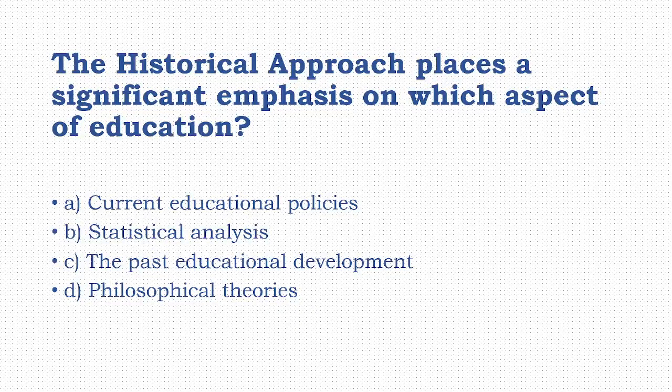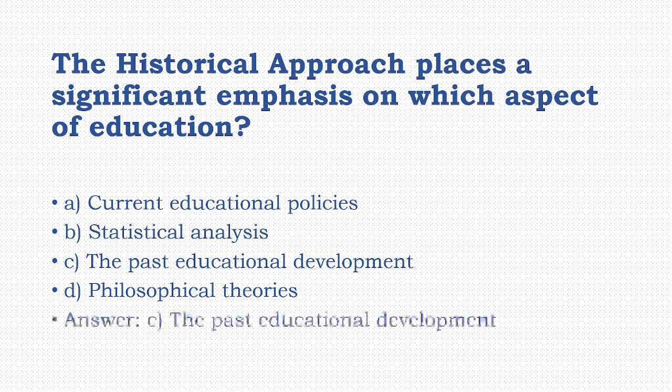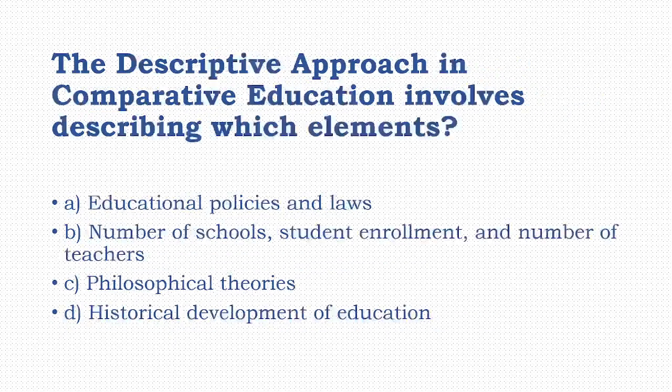The historical approach placed a significant emphasis on which aspect of education? Options: current educational policy, statistical analysis, the past educational development, philosophical theories. Answer of this question is option C, that is the past educational development.